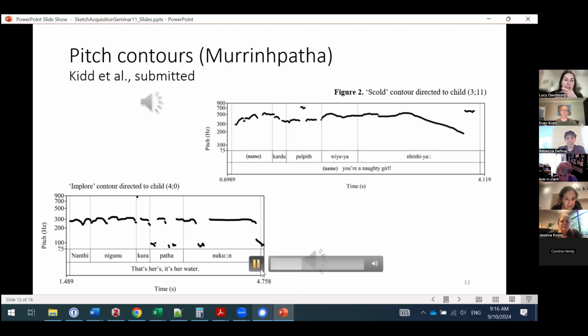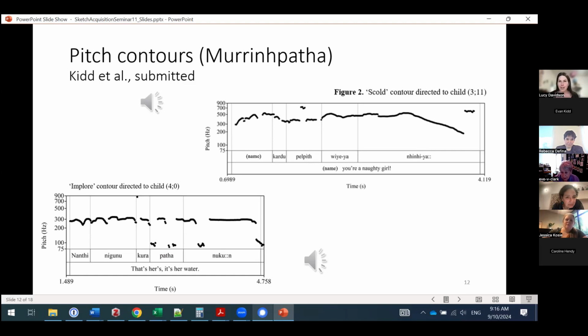And there's also this implore contour. So this, as you can hear, has a lower pitch register, a relatively flat pitch contour, and considerable vowel lengthening. So, excuse the wayward apostrophe in the translation down there. When we do the rest of the phonology section for the Murrinhpatha sketch, we'll look for these particular melodies, which we've already found in the sketch data.